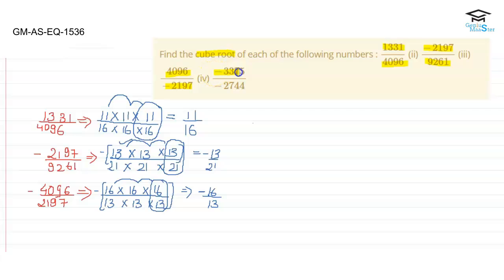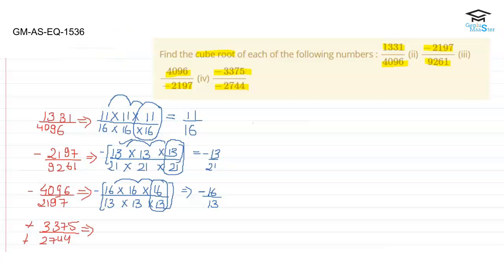Next one we have is minus 3375 by minus 2744. So in this we will write minus 3375 by minus 2744. The minus will cut by minus.